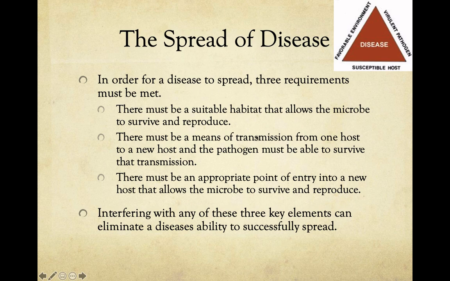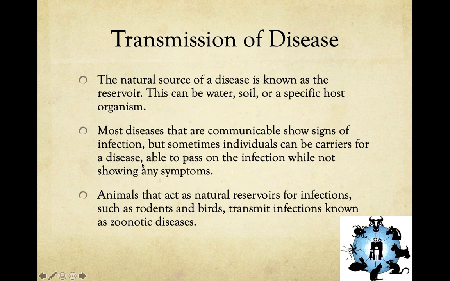If you can figure out how to stop, that's why they call it the triangle. If you knock over one side of the triangle, the whole thing falls apart. And that's the concept here. These three things are required for an organism to spread, a disease to successfully transmit. And if you can knock out one of these three things, you can stop that disease.